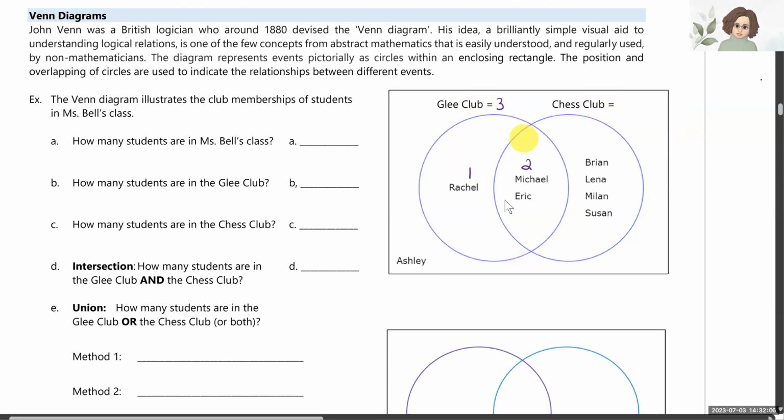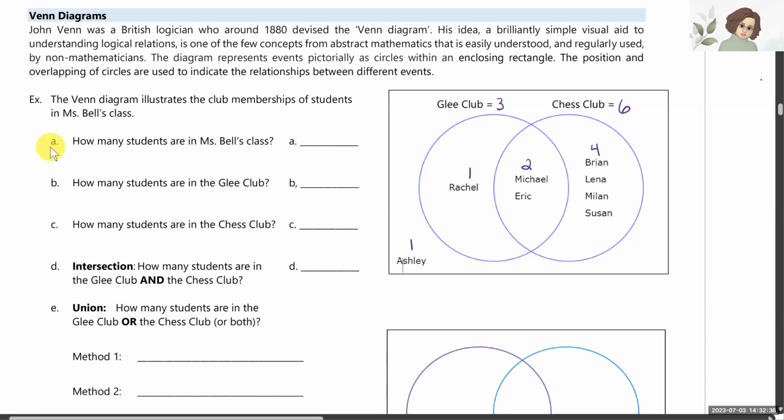And then I have another event here, students in the chess club. So we've got Michael and Eric, they're in the chess club as well as the Glee Club. And then I have 4 students here, Brian, Lena, Milan, and Susan, who are in the chess club, but they're not part of the Glee Club. So in the chess club, we've got 6 students there. And then outside those circles, Ashley here is in neither club. And then we'll start writing some numbers over here.